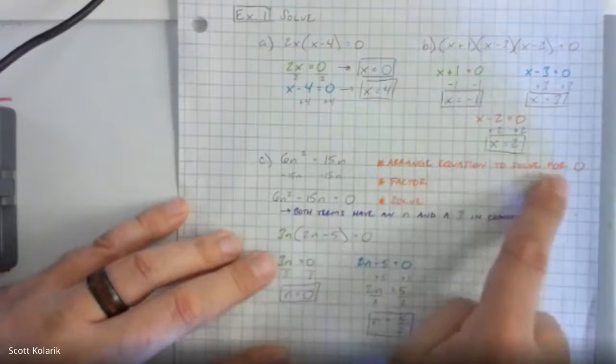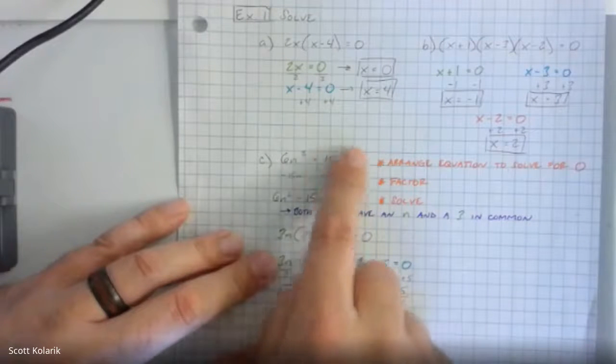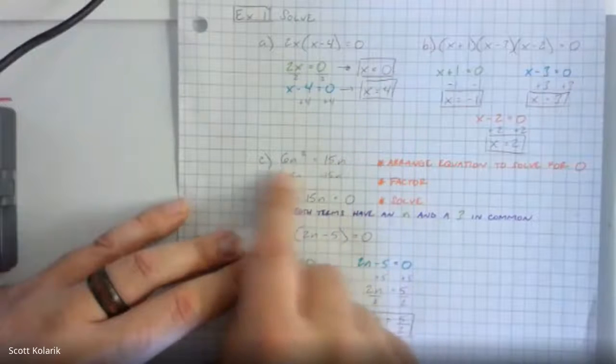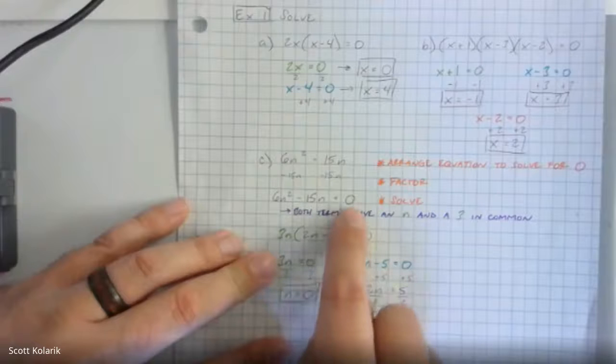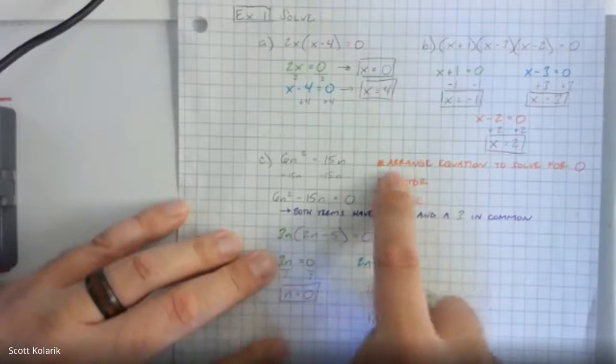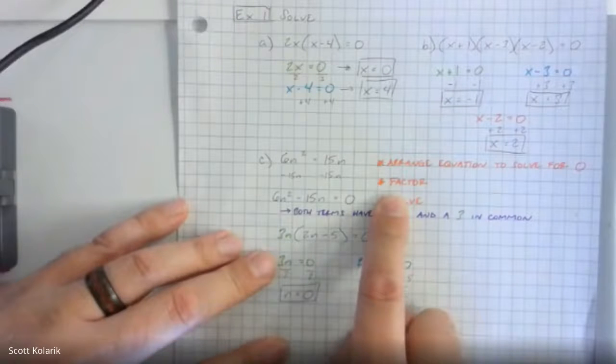But step 1, rearrange the equation to solve for 0. You want your stuff to equal 0. So if there's other stuff over here, move everything away from that one side so that you have everything on one side and 0 on the other. Step 1, rearrange the equation to solve for 0. Step 2, factor. This is what we did at the beginning of the notes.